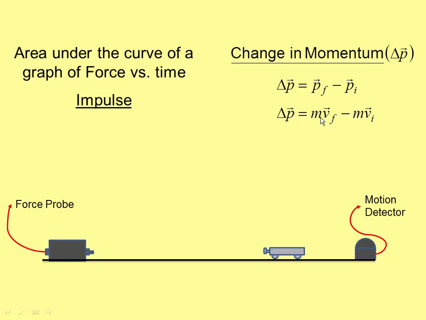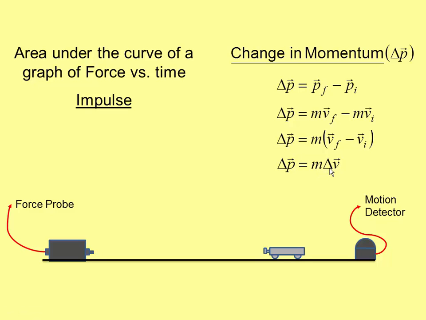Notice how we don't have to subscript the mass because we're going to keep a closed system, constant mass. So we have mass times final velocity minus mass times initial velocity. Now, factor out an m, and we get mass times the quantity final minus initial velocity. But when you take the final minus initial of a quantity, you're really looking at the change in that quantity. So we can say change in momentum is final minus initial momentum. We can also say it's mass times change in velocity.